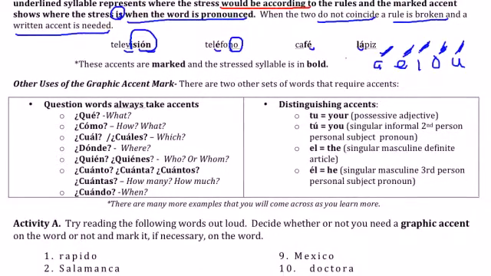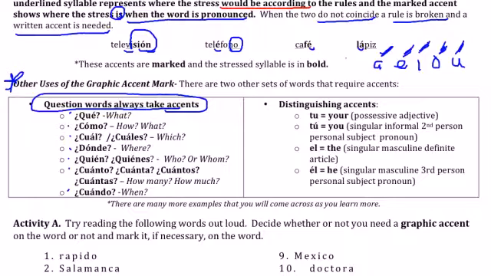There are other uses of the graphic accent marks, which we may have already seen in certain questions. These question words, interrogatives like qué, cómo, cuál, cuáles, dónde, quién, quiénes, cuánto, cuánta, cuántos, cuántas, and cuándo, all of these interrogative words, these question words, always take accents. And you'll see that when questions are stated, when I write questions on the board, and when you see questions written in the book.